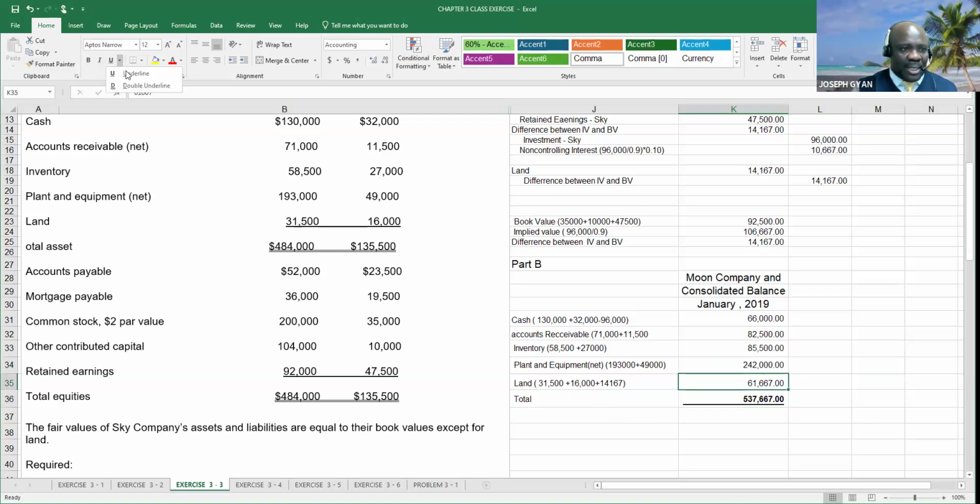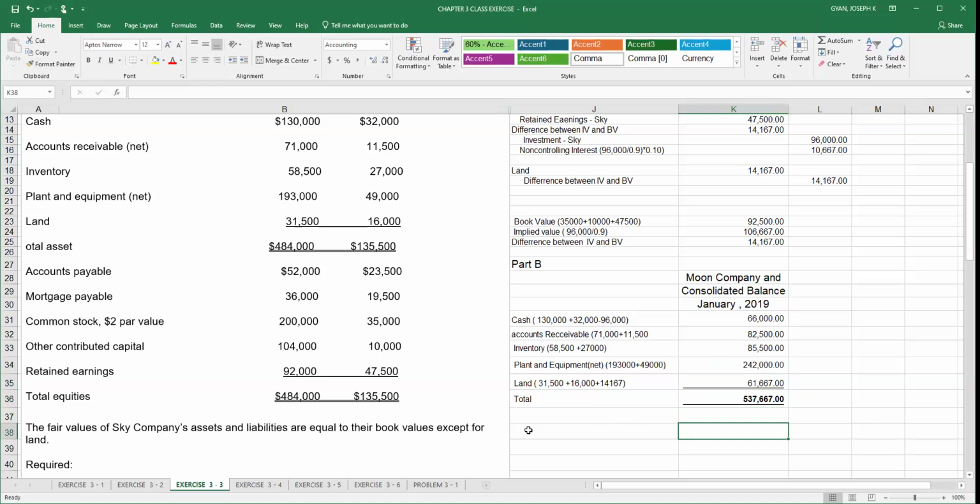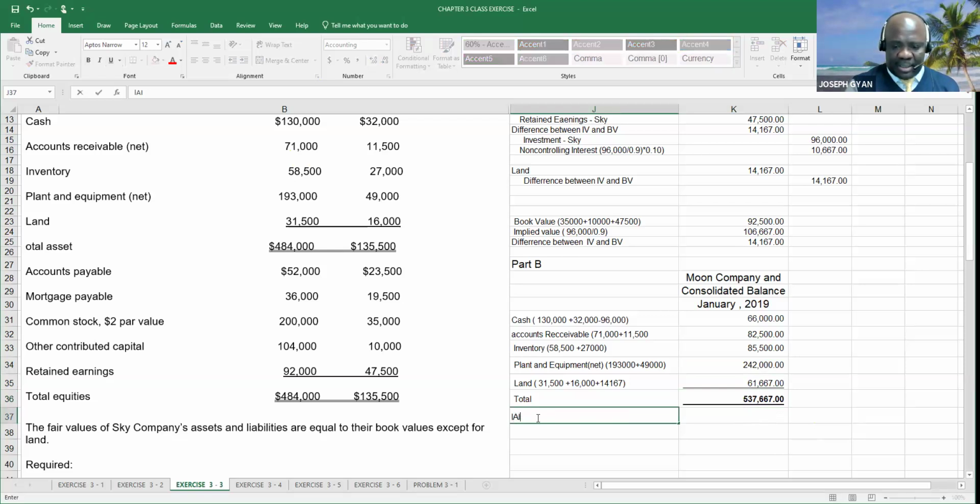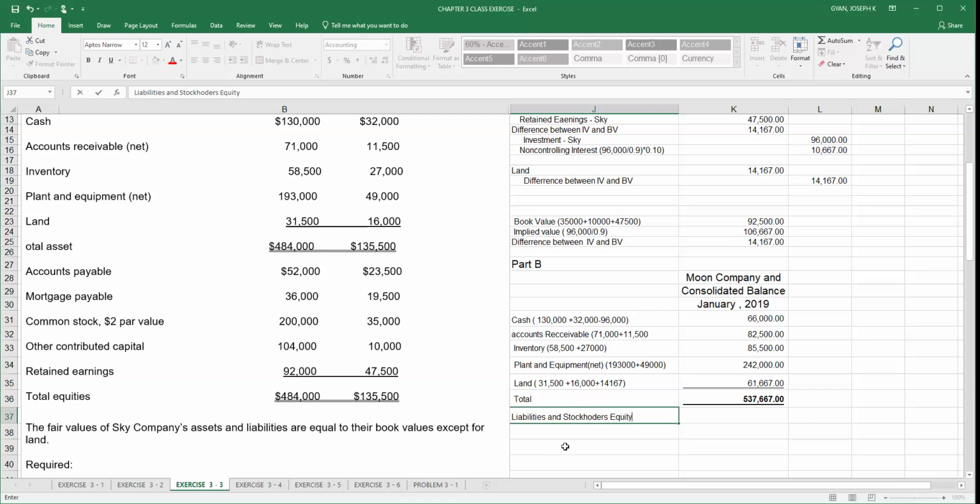Now we have to do the liabilities. So, Professor, the total is going to be 537,167, right? No, this is good. Because remember, there was something wrong here. Because I use Excel, once it's fixed, it translates. So it should be 537,667. Try it and see. Add the numbers and see. Yes, Professor, that's right. Good.